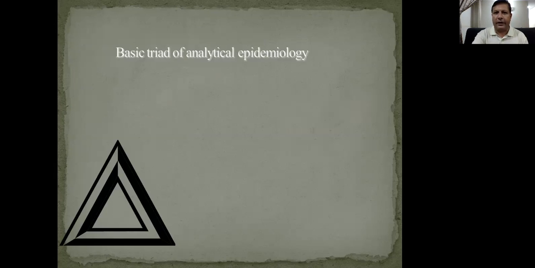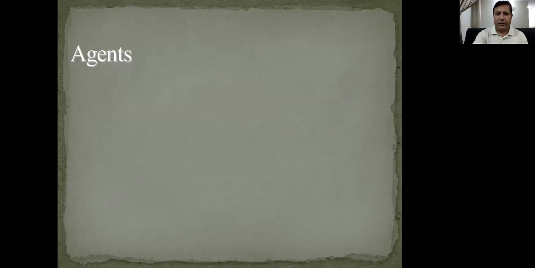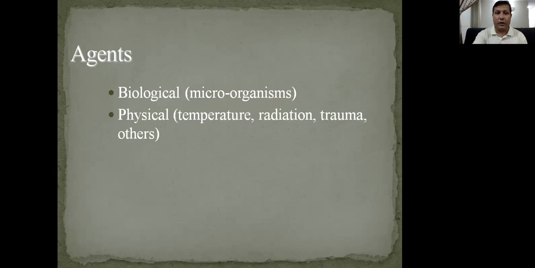Basic traits of analytical epidemiology: the three phenomena assessed in analytical epidemiology are host, agent, and environment. Agent may be biological, a microorganism, fungi, virus, or protozoa, anything. Physical agents can also affect, such as temperature, radiation, trauma, or any other problem.